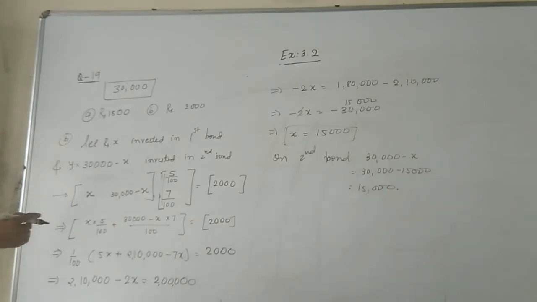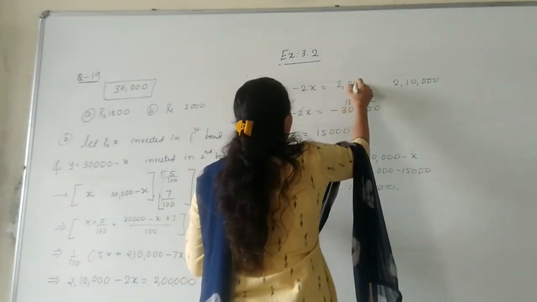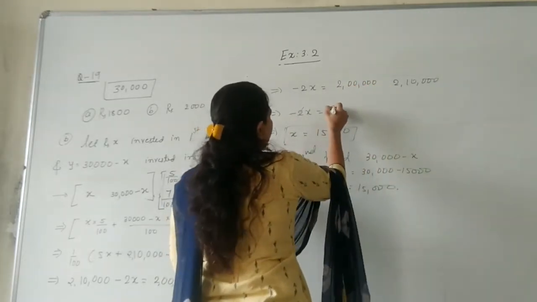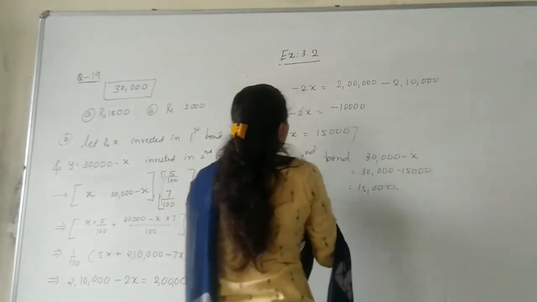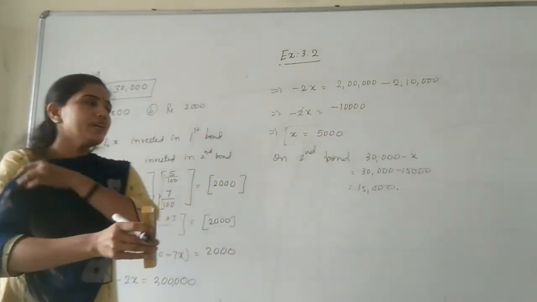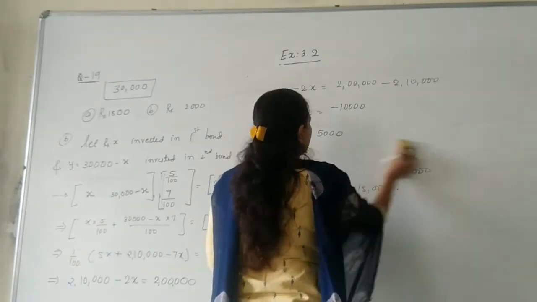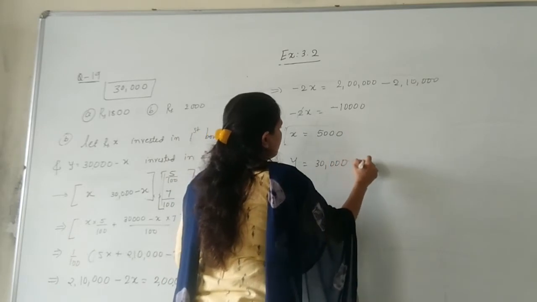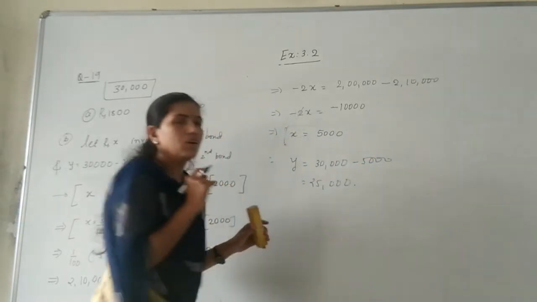Okay, so now what we will go to here? Here it will be 2 lakhs minus 2 lakhs 10,000. So that's why you will get here minus 10,000. So x will be 5,000. So in the second case B, you have x is equals to 5,000. So therefore y is equals to 30,000 minus 5,000, that is equals to 25,000.